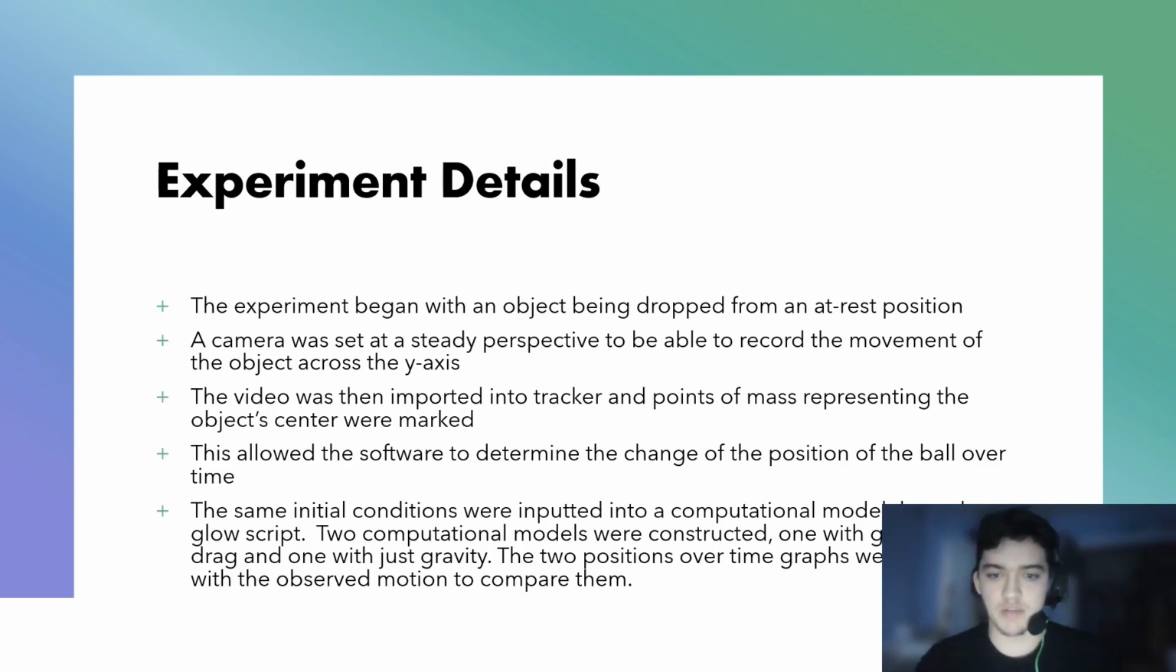The experiment began with an object being dropped from at rest position. The camera was set up at a steady perspective to watch the movement along the y-axis. The video was then imported into the tracker and points of mass representing the object center were marked. This allowed the software to determine the change in position of the ball over time.